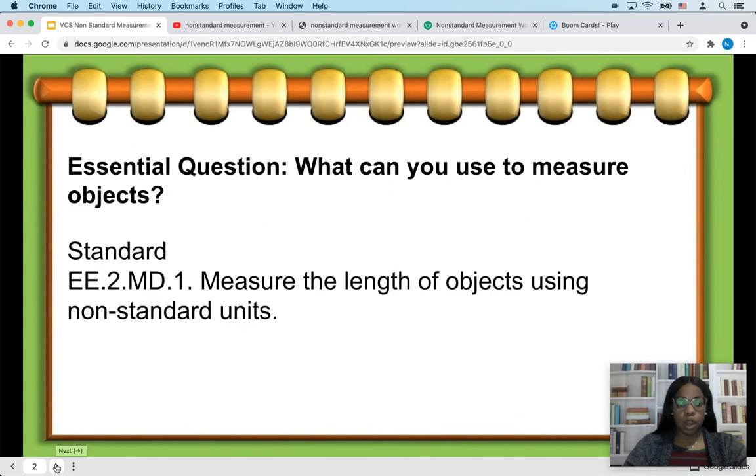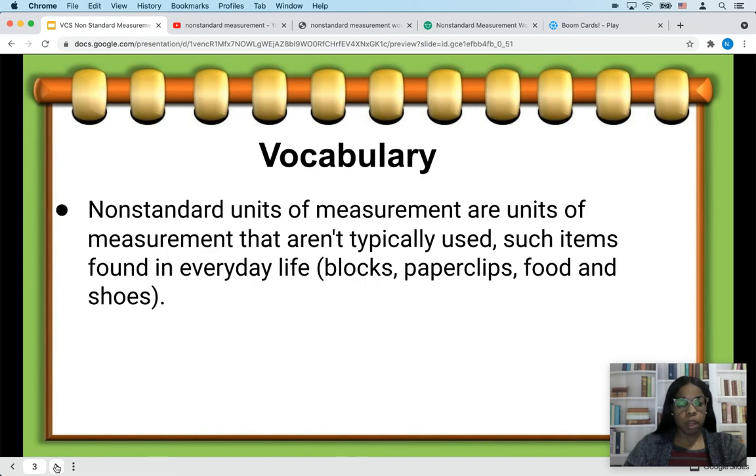Essential question: What can you use to measure objects? Standard: Measure the length of objects using non-standard units. Vocabulary: Non-standard units of measurement are units of measurement that aren't typically used, such as items found in everyday life, like blocks, paper clips, food, and shoes, can all be used to measure things.